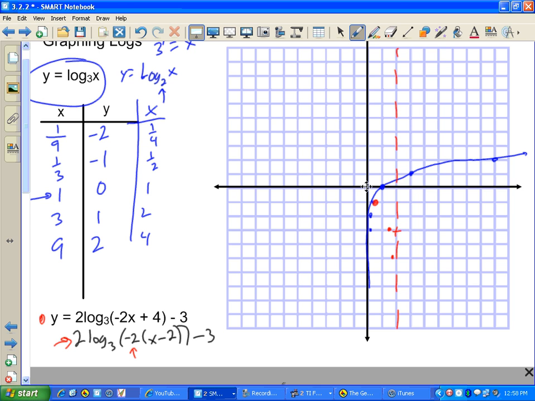We'll do one more. So instead of going over 9, I'm going left half as much, so 1, 2, 3, 4.5. Instead of going up 2, I'm going up twice as much. 1, 2, 3, 1, 2, 3, 4. And now I've got a general picture of what my graph is doing. So this would be my transformed log graph. All the same stuff from our graph transformations. So I'll show you one more.